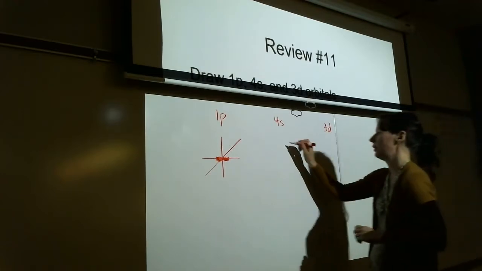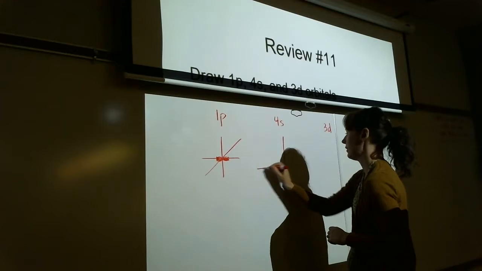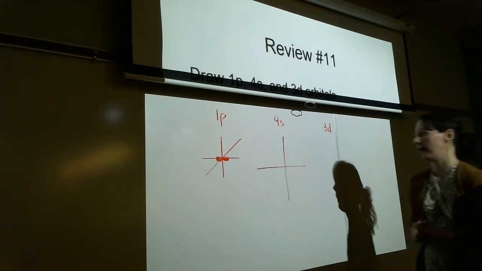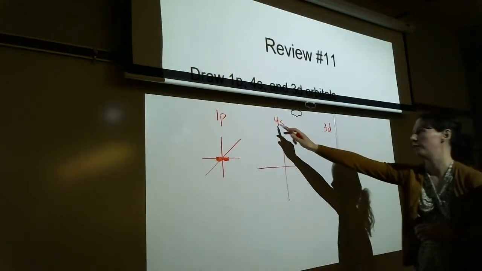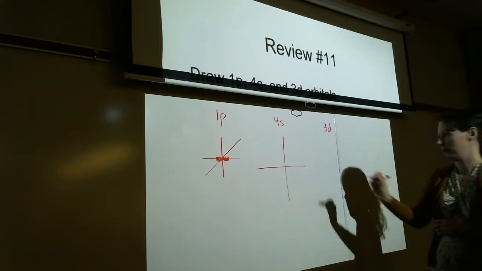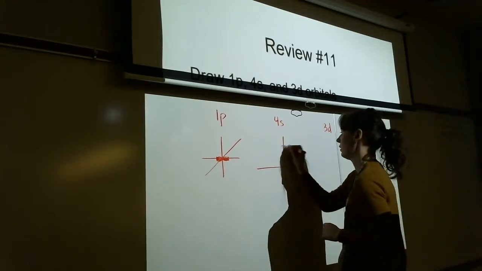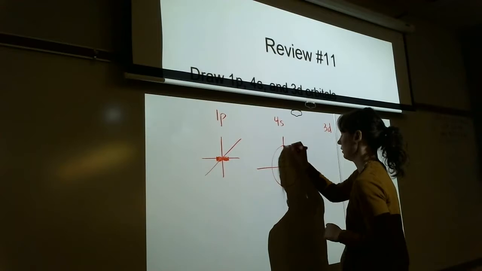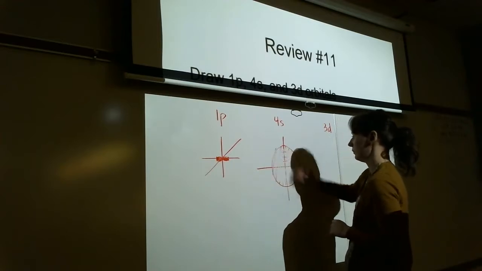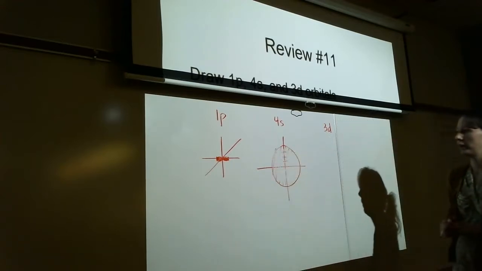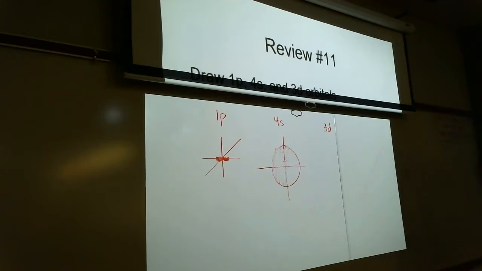Okay, S. What shape is S? Circle, and how do we denote that it's 4? Okay, so we need... do we agree? Do your best. You don't have to get out a protractor and draw a perfect circle.